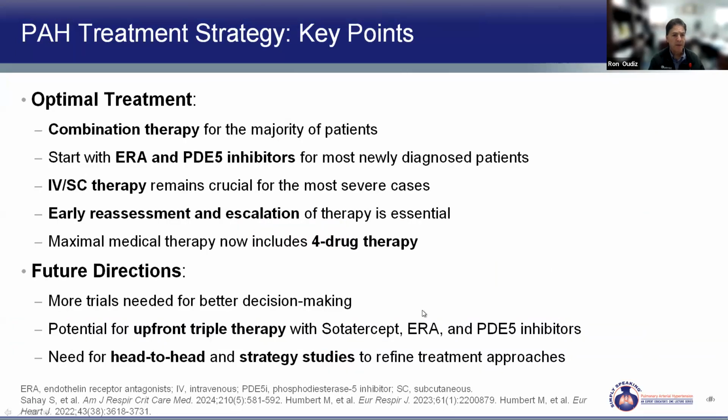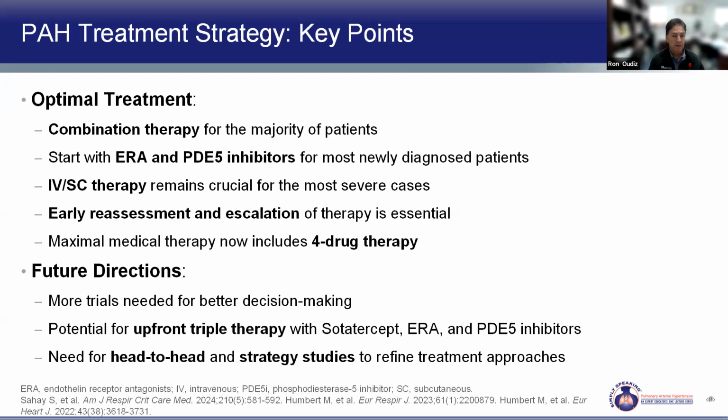So, key points about optimal treatment: combination therapy for almost all the patients. Start with an ERA and a PDE5 inhibitor, both oral, for most newly diagnosed patients. But I want to caution that if you're a practitioner and you're only seeing high risk referrals, probably most of your patients aren't going to be just on 2 oral therapies.